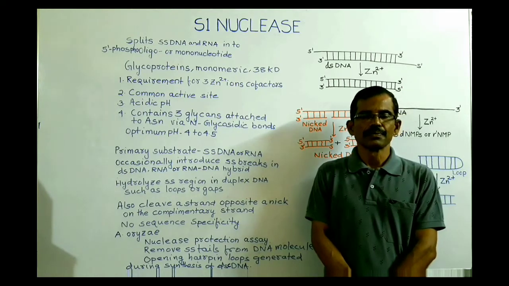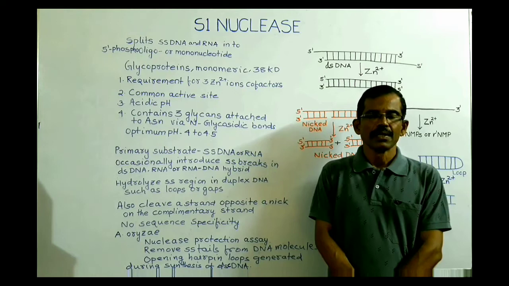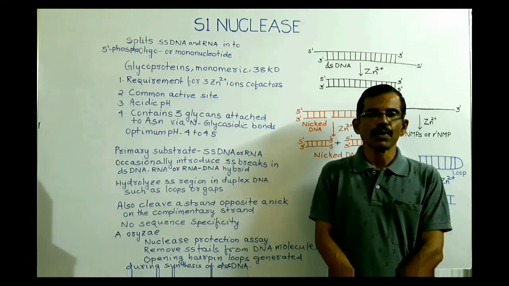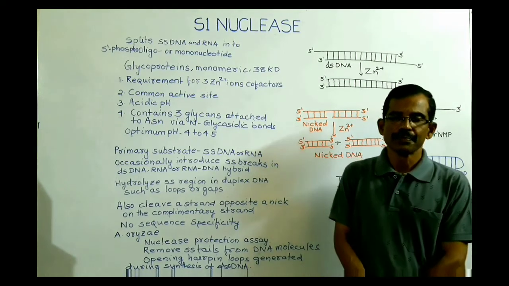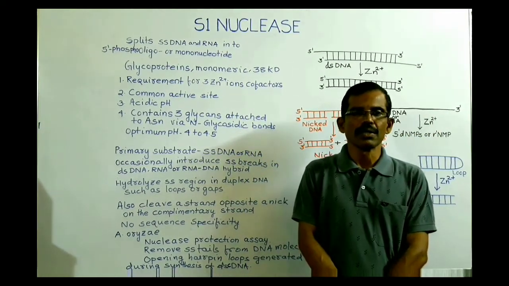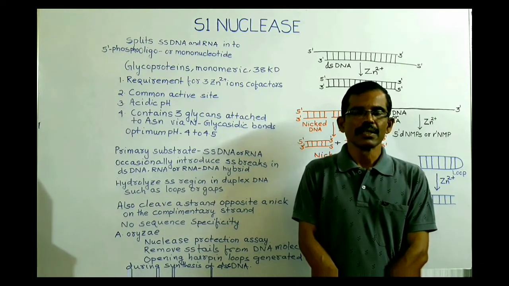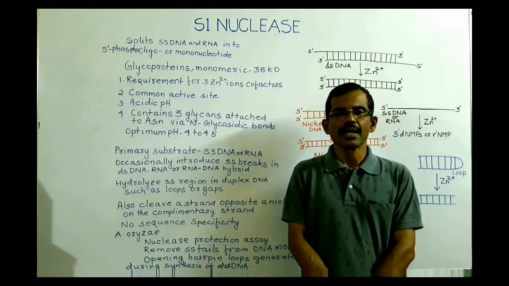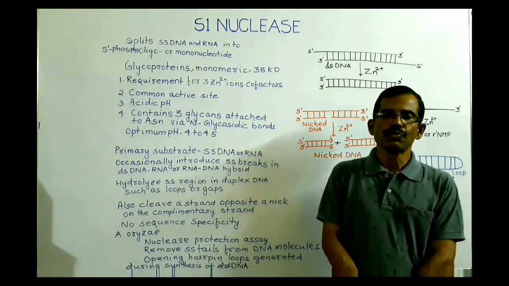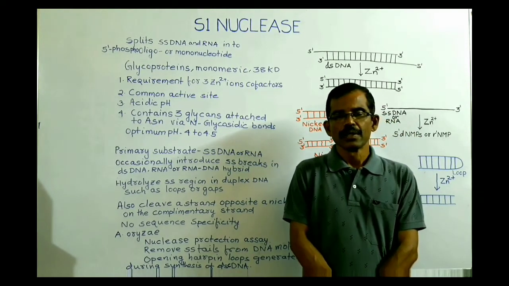Friends, good evening. Today we shall discuss two different enzymes. These enzymes are S1 nuclease and polynucleotide kinase. First of all, we shall discuss S1 nuclease. S1 nuclease is an endonuclease that splits single-stranded DNA and single-stranded RNA into 5'-phospho-oligo or mononucleotides.